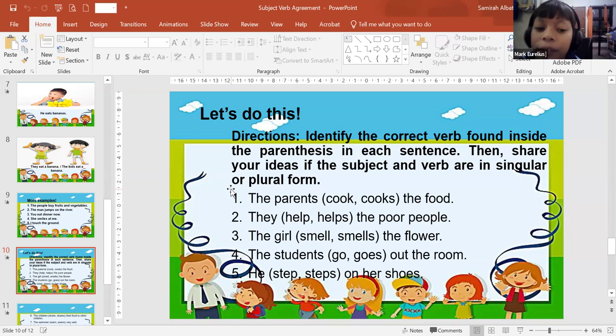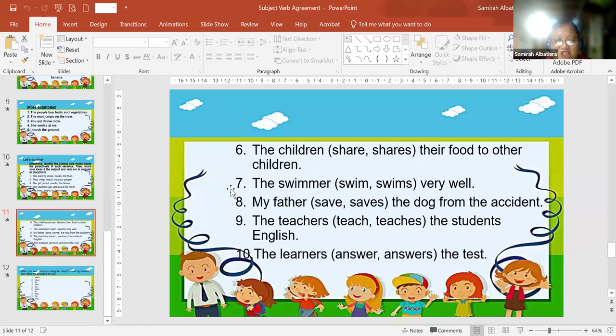Number five. He steps on her shoes. Steps, the verb becomes a singular verb. Very good. It's a singular subject. What is the subject once again? He. Wow. I think Rosa knows everything right now because she's very interested. Right, Rosa? Very good, Rosa. Keep it up always, okay? Okay, next.